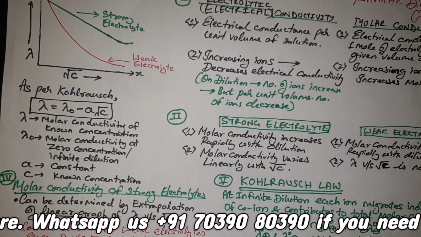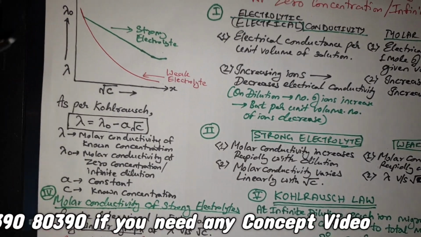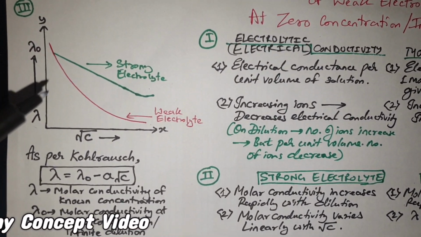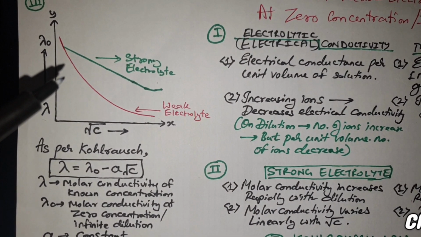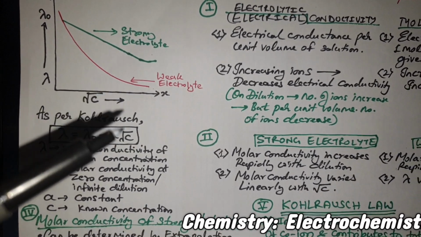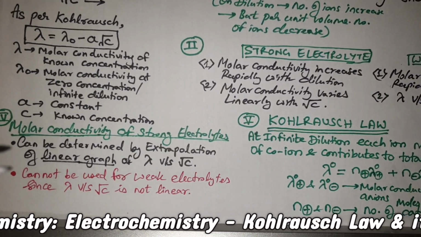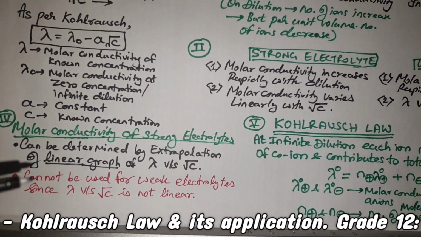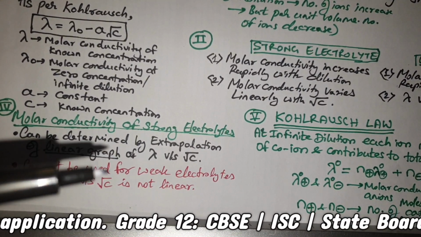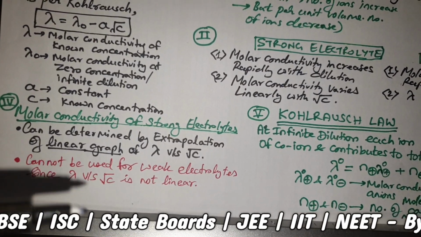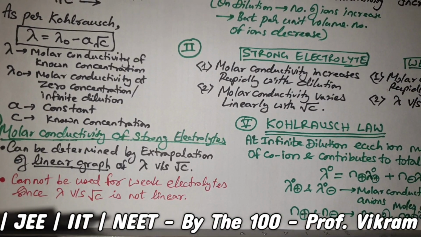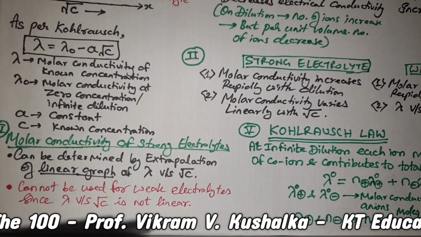That is what he stated. So molar conductivity of a strong electrolyte very easily can be calculated using the graph by extrapolating the linear graph, whereas that of a weak electrolyte cannot be calculated. I have mentioned all those points over here: molar conductivity of strong electrolytes can be determined, whereas it cannot be used for weak electrolytes since lambda versus square root c is not linear.